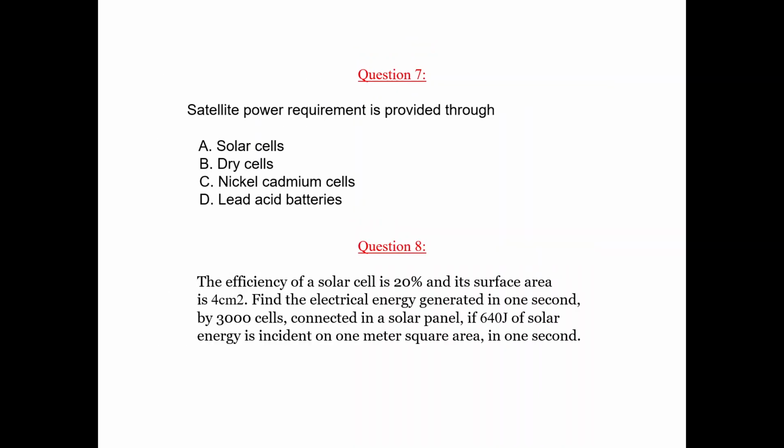Okay. Now let's move to the next question. The next question is, satellite power requirement is provided through. The options are solar cells, dry cells, nickel cadmium cells, or lead acid based batteries. Solar cell. Yeah, it's a very quick and obvious question, and this is the most important form of energy which is available in space.